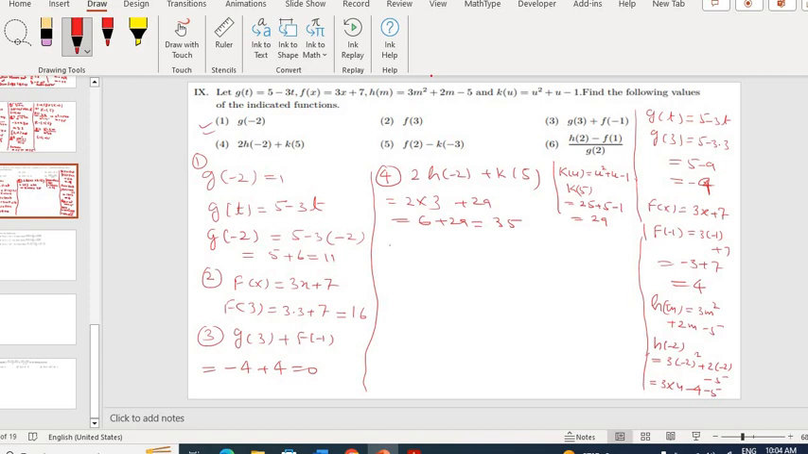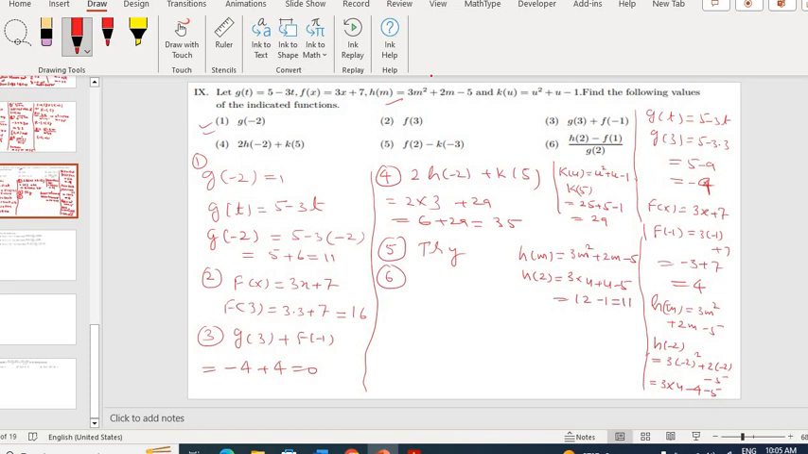Similarly, question number 5. f of 2. So try by yourself. Question number 6 is h of 2. So that means we need to check what is h. h(m) equals 3m squared plus 2m minus 5. So h of 2 means 3 multiplied by 2 power 2, which is 4, plus 2 multiplied by 2 is 4, minus 5. So 3 multiplied by 4 is 12. 4 minus 5 is minus 1. So that means 11. So h of 2 is 11.